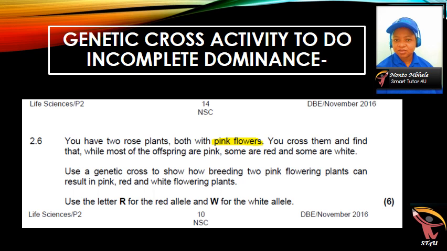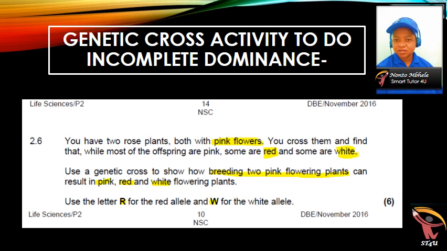So if you're crossing these 2 pink flowers, you get some that are red, and you also get some that are white. Now use a genetic cross to show how breeding 2 pink flowering plants can result in pink, red, and white flowering plants. Use the big letter R for the red allele and the big letter W for the white allele.